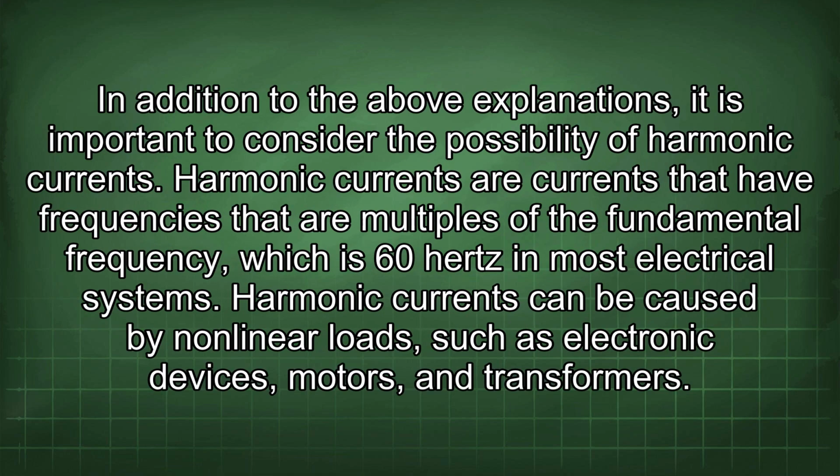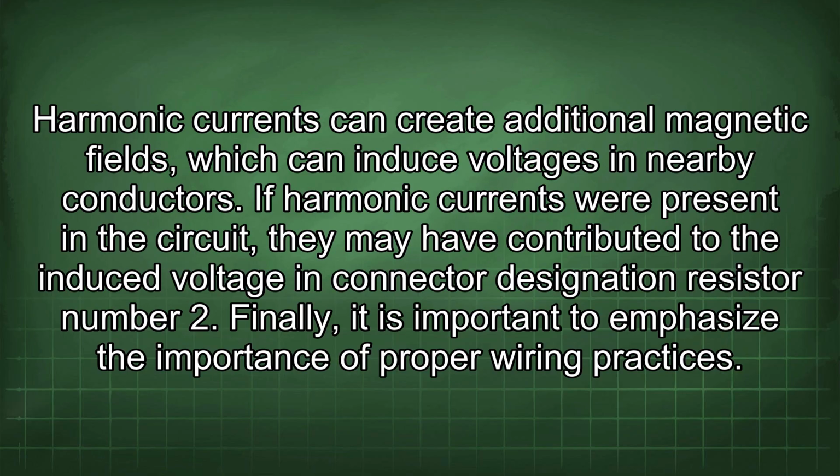In addition to the above explanations, it is important to consider the possibility of harmonic currents. Harmonic currents are currents that have frequencies that are multiples of the fundamental frequency, which is 60 Hz in most electrical systems. Harmonic currents can be caused by nonlinear loads such as electronic devices, motors, and transformers. Harmonic currents can create additional magnetic fields which can induce voltages in nearby conductors. If harmonic currents were present in the circuit, they may have contributed to the induced voltage in connector designation resistor number 2.